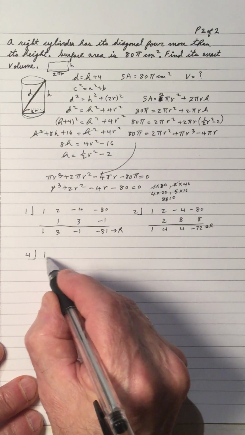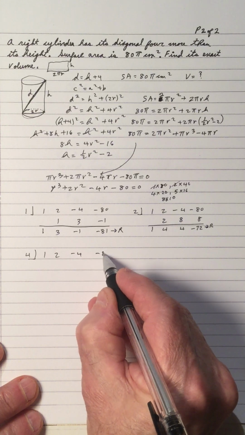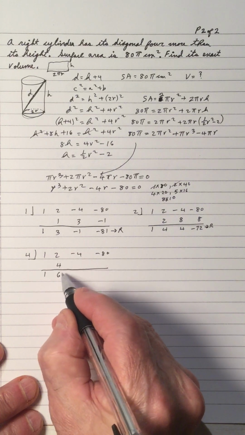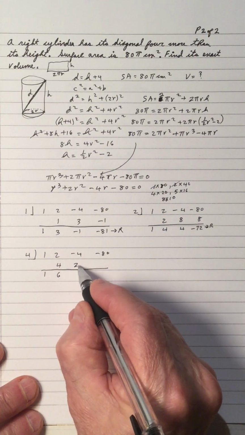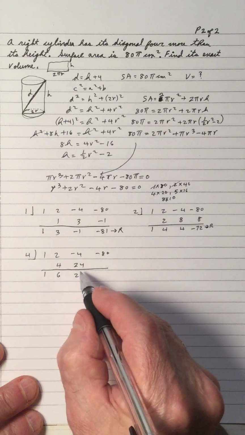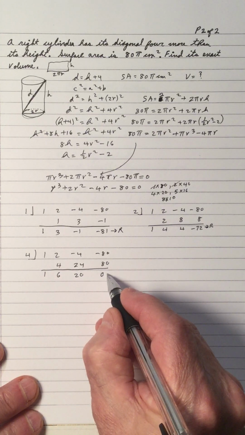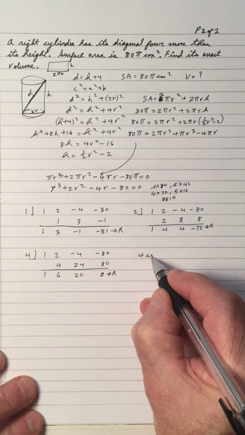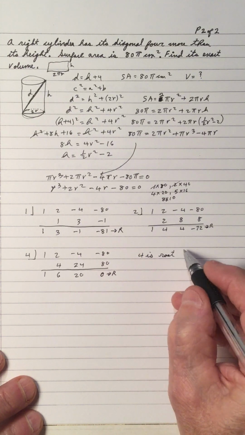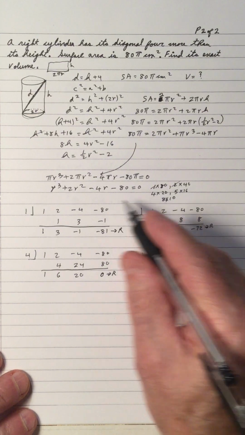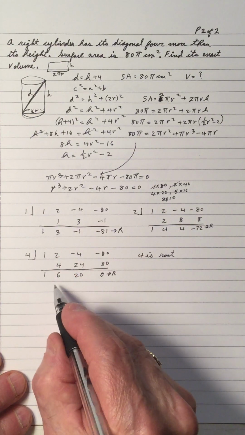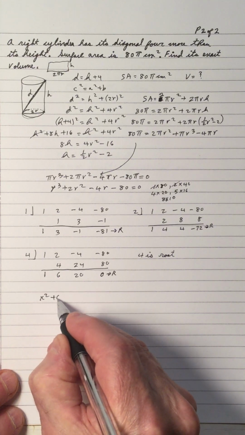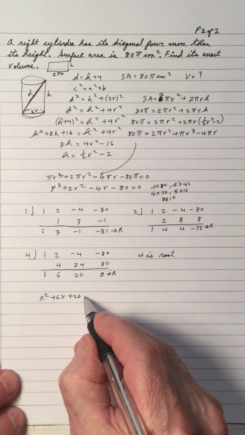4. 1, 2, negative 4, negative 80. Bring down your 1. 4 times 1 is 4. Add 6. 4 times 6 is 24. Add 20. 4 times 20 is 80. Add 0. So when there's a 0 remainder, that means that 4 is a root of this equation. That means that we have one of the answers. Now we have to check the depressed equation. So we have to look at x squared plus 6x plus 20, which is a quadratic.